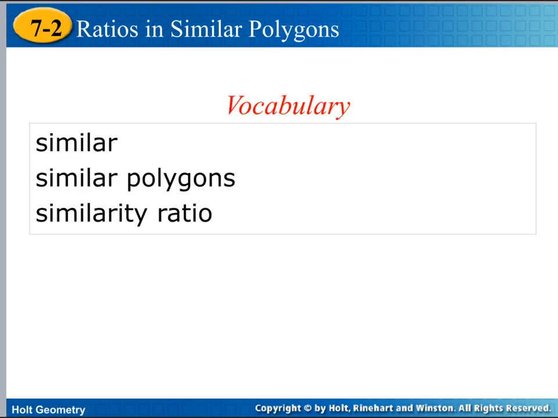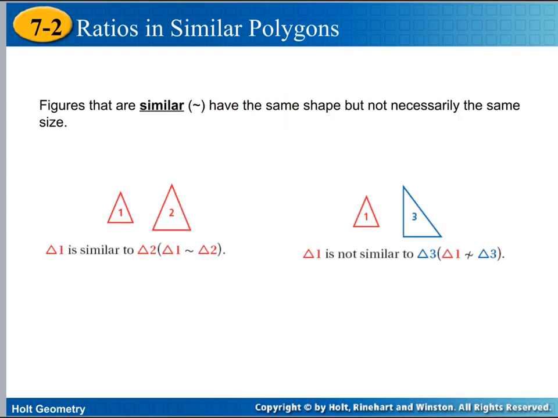We have three vocabulary terms. One is, what does similar mean? What are similar polygons? And what is the similarity ratio? So when we talk about similar figures, we need some new notation. And this little wave shape means similar to. So when we relate two things with that figure, it means the first one is similar to the second one.